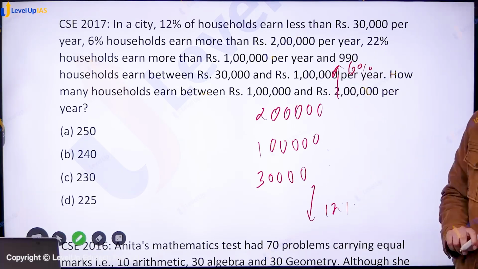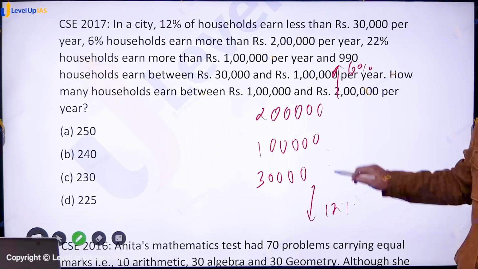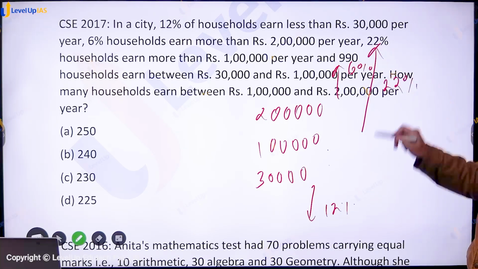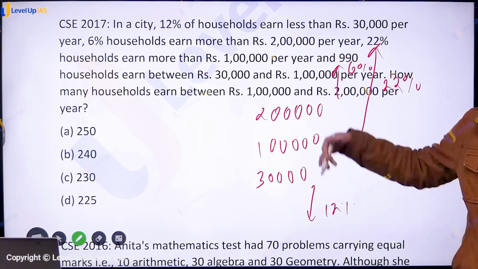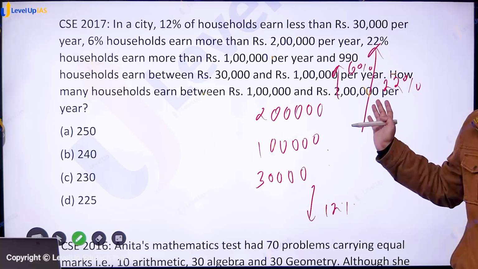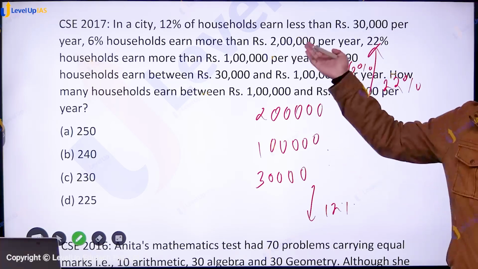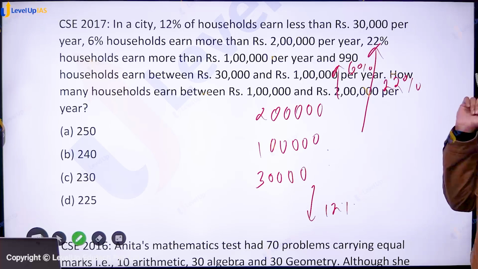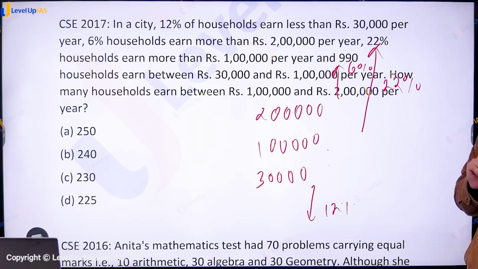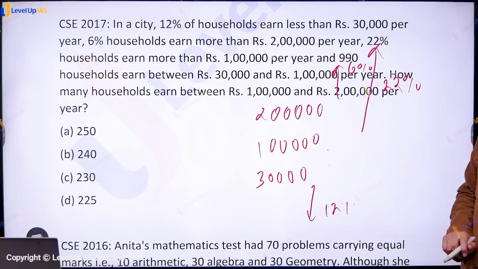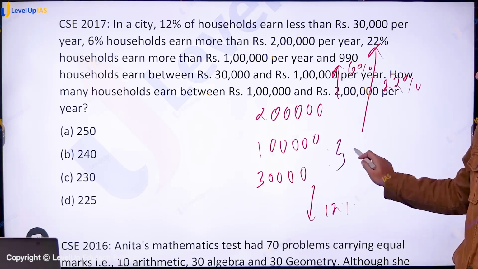22% households earn more than 1 lakh. So these people are 22%. More than 1 lakh, so more than 2 lakhs are included here. हाँ? ठीक है. मोर देन 1 लाख में जिसका इनकम 2.5 लाख है वो भी तो मोर देन 1 लाख है ही. 22% households earn more than 1 lakh and 990 households earn between 30,000 and 1 lakh.